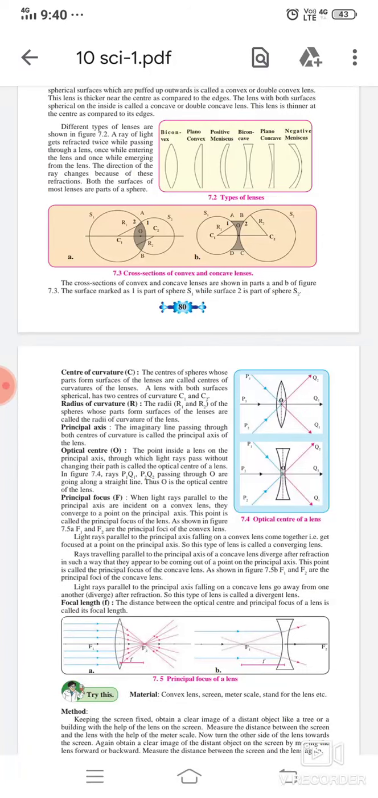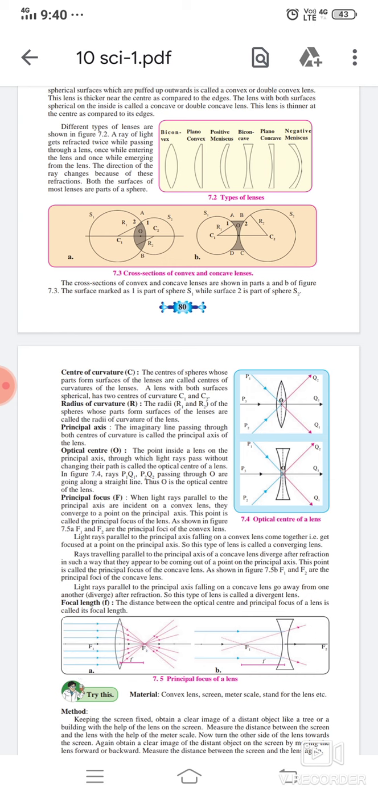Good morning, children. In the previous video, we have seen what we mean by convex and concave lens. Now we will see the cross section of convex and concave lens. See, children, the cross sections of convex and concave lens are shown in figure 7.3, and the surfaces marked as 1 and 2 are shown in both. Surface 1 is a part of sphere 1, while surface 2 is a part of sphere 2.